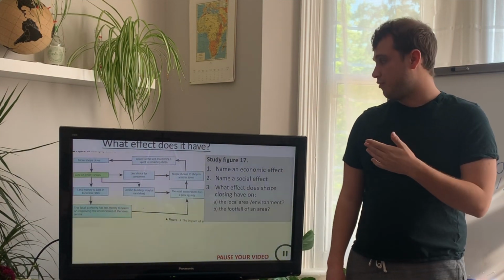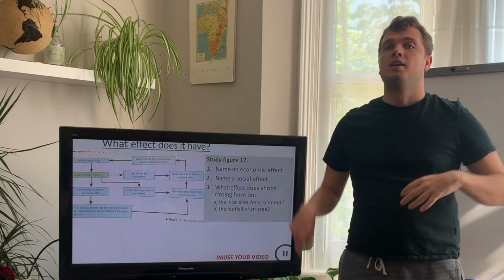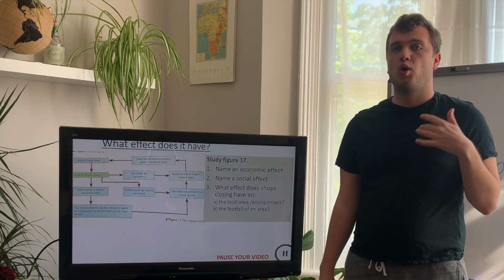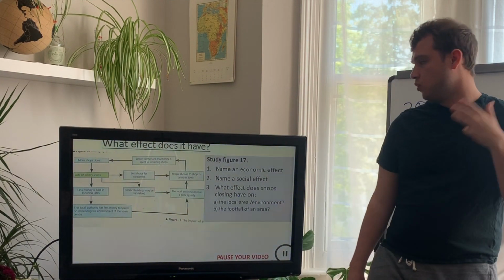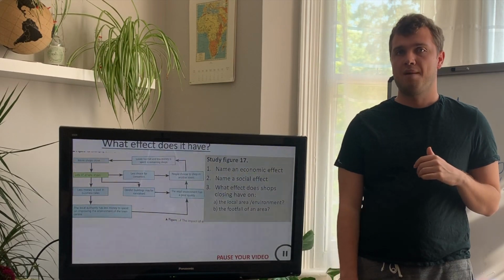So pause your phones, and then at the end, you should have four effects written down. You might want to do a little title, a subtitle that says effects, and then have four bullet points, one economic, one social, one that's an impact on the local environment, and one that's an impact on footfall. Okay, off you go.